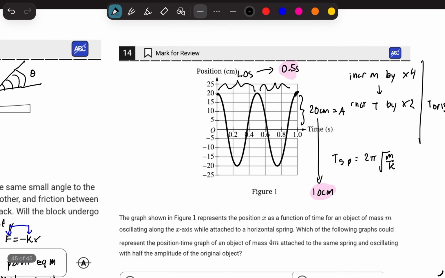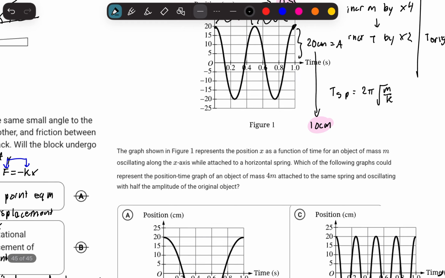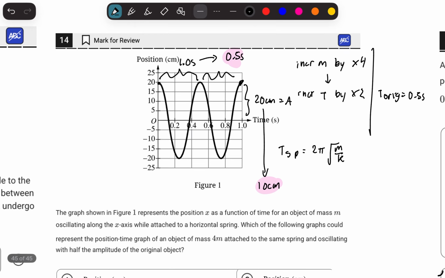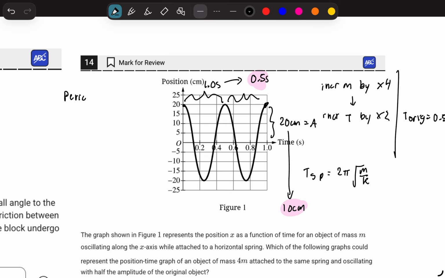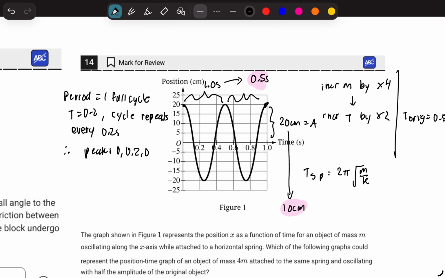So we know that, again, the period is the time for 1 full cycle. Now, if T is equal to 0.2, then your cycle repeats every 0.2 seconds. So that means that your peaks are going to be at 0, 0.2, and 0.4.